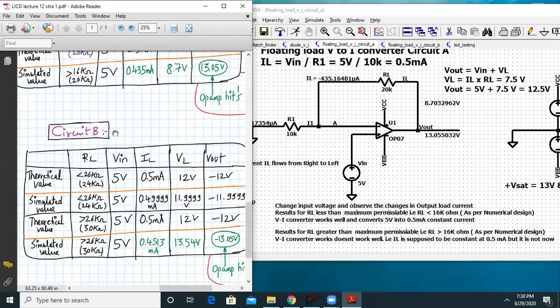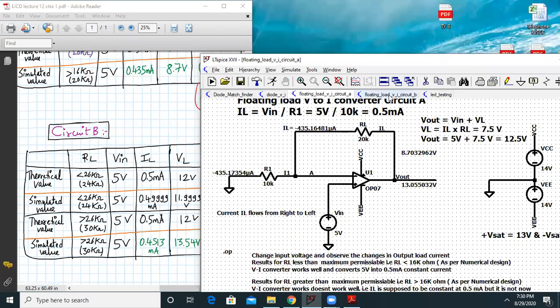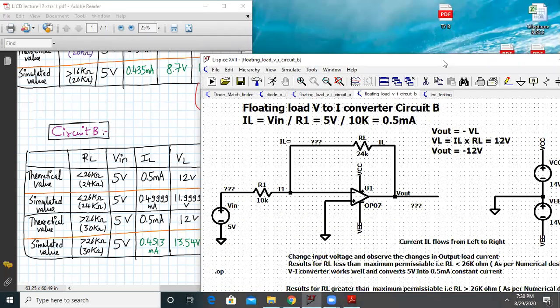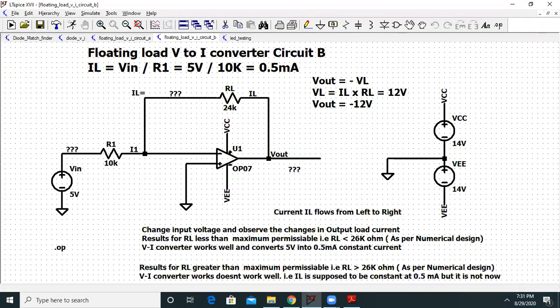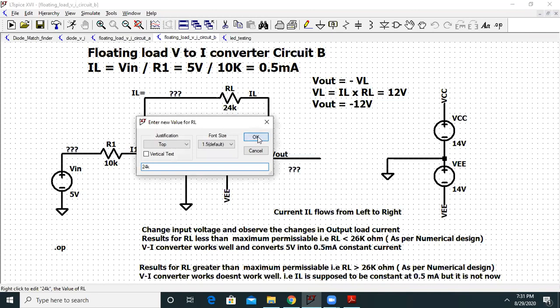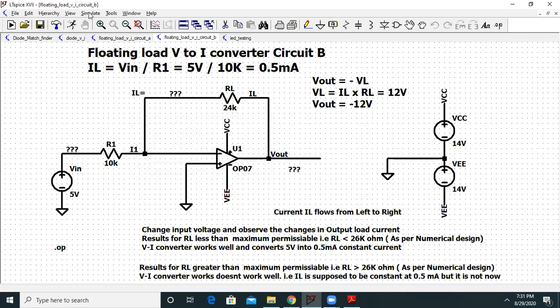So this is about circuit number A. Let's go to circuit number B. So I'll go and select circuit number B. So for circuit number B, let us start with the value of RL. RL has to be less than 26 kilo ohm. So we'll simulate this and check it out.